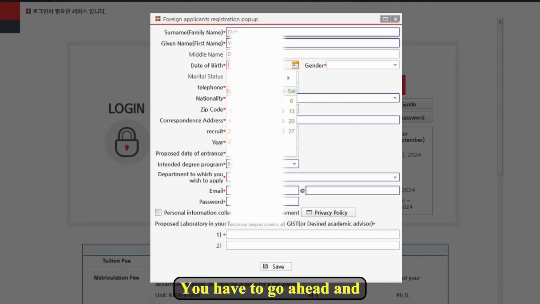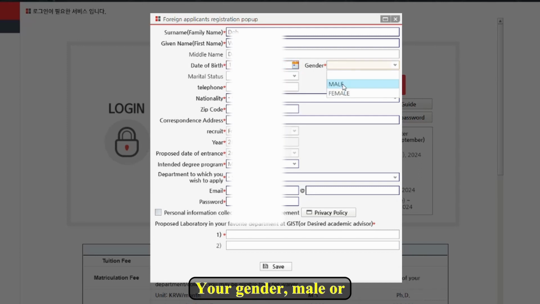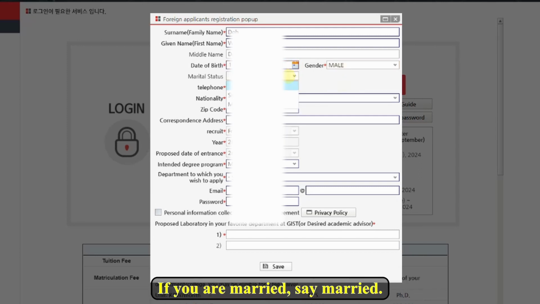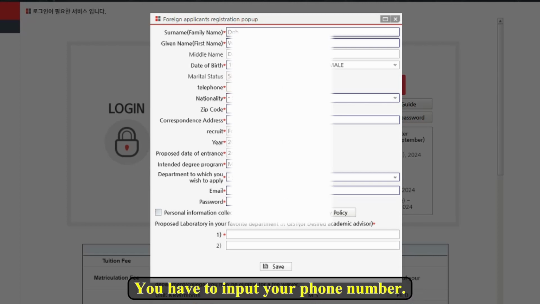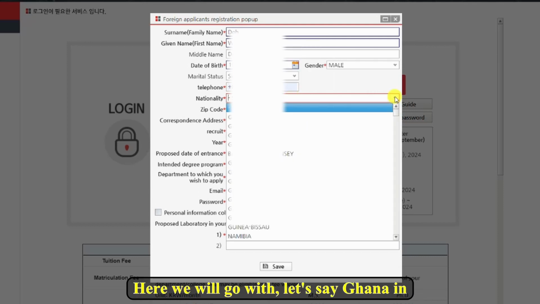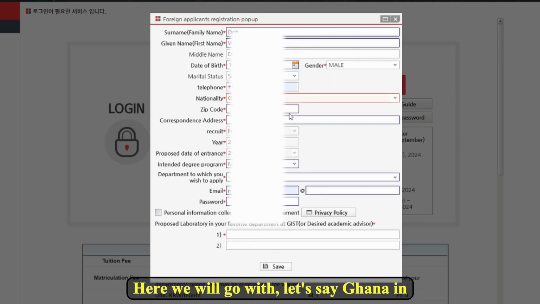You have to go ahead and input your date of birth, your gender, male or female, marital status. If you're married, say married. If you're not married, say single. You have to input your phone number. Nationality, select your nationality. Here we will go with, let's say, Ghana in Africa, and then you must input the zip code, and then you must input an address.